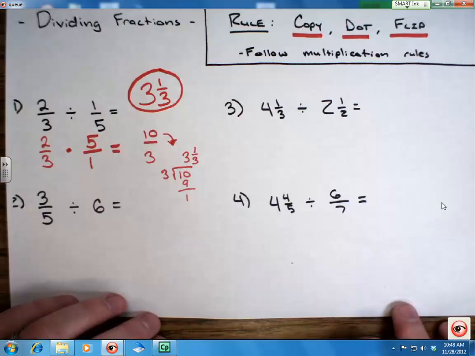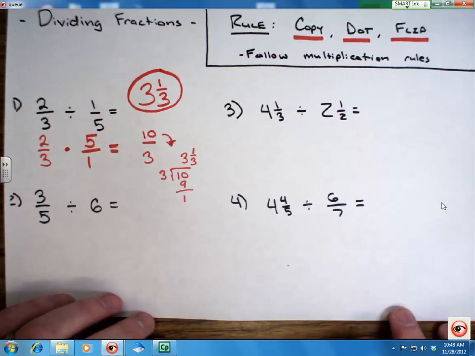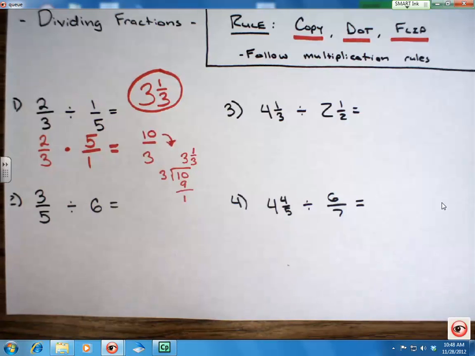Because that's how you do it. If you can do it in your head, that's fantastic. However, many of these you will not be able to do in your head, so we have to do it this way. All right, questions on how I did that? Okay, remember your rule, copy, flip. Anytime you have division, that is what you have to do.